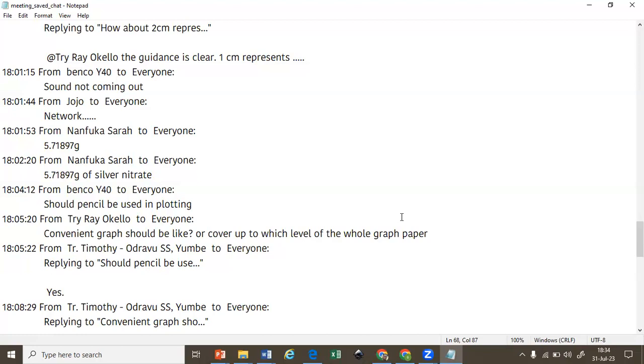The convenient graph should cover up to what space? A convenient graph should be one which has a scale that is easy to read and interpret, whichever size of the graph paper it is covering. When they say 3/4 of the graph paper, we know that at least that one is very convenient, but it's not a must. As long as you can easily interpret your scale and you can easily read it, whichever size, whole paper, half paper, 3/4, it is okay. But I think anything less than half will be too small for you to easily read, especially when you are plotting. Do not make your life very hard. There is a lot of pressure in the exam. Why do you want to compound it?